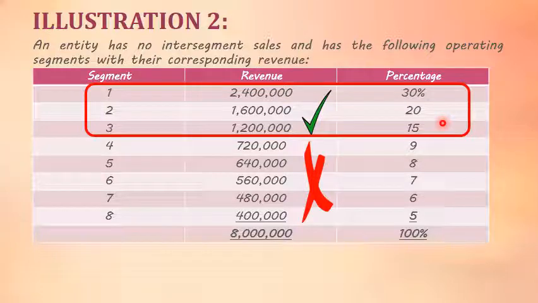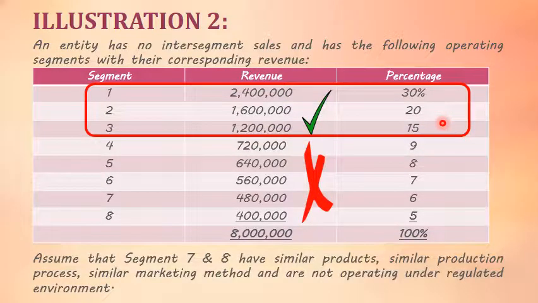So, anong gagawin natin? So, merong assumption kasi. So, assume daw natin na yung segment 7 and 8 have similar products, similar production process, similar marketing method, and are not operating under regulated environment. So, majority dun sa aggregate criteria ay nakuha ni segment 7 and 8. So, pwede nating i-combine yung dalawang non-reportable segments na yan into one operating segment. Then, tignan natin yung kanilang percentage. 6 and 5%. So, total niyan is 11% plus the 65% na percentage nitong tatlong segments na ito.